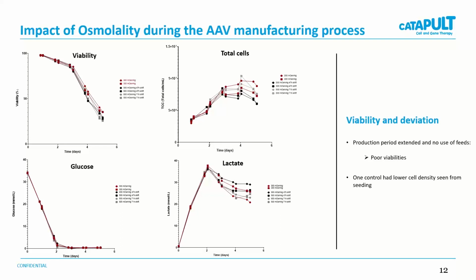So, we also decided to not use any feed. This was in order to not affect osmolality and really have a look at the impact of osmolality on our process. Because of that, we have quite poor variabilities, especially at the end of the process. We also had a slight deviation of one of our controls, which had a lower cell density from the beginning of the experiment. You will see our control has some variability, but this can be explained by this deviation.